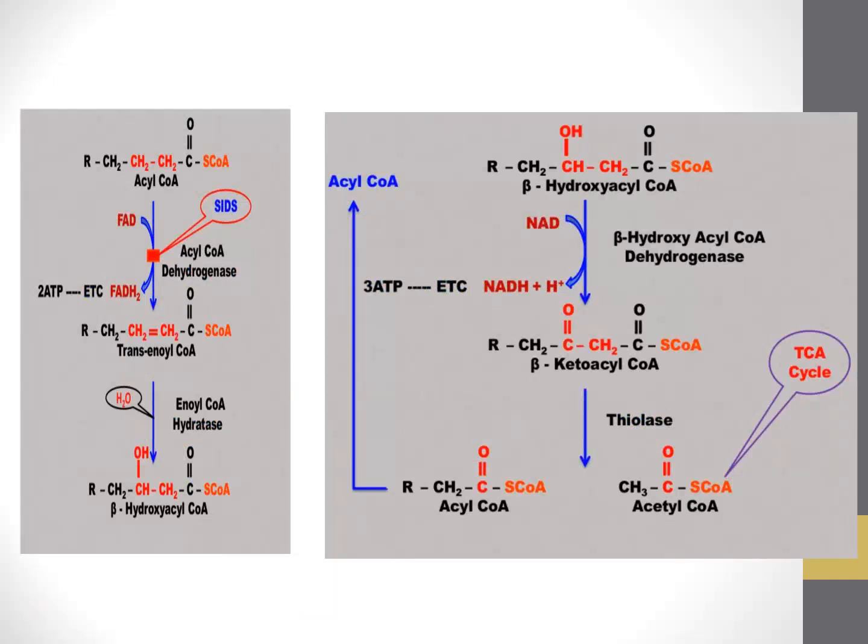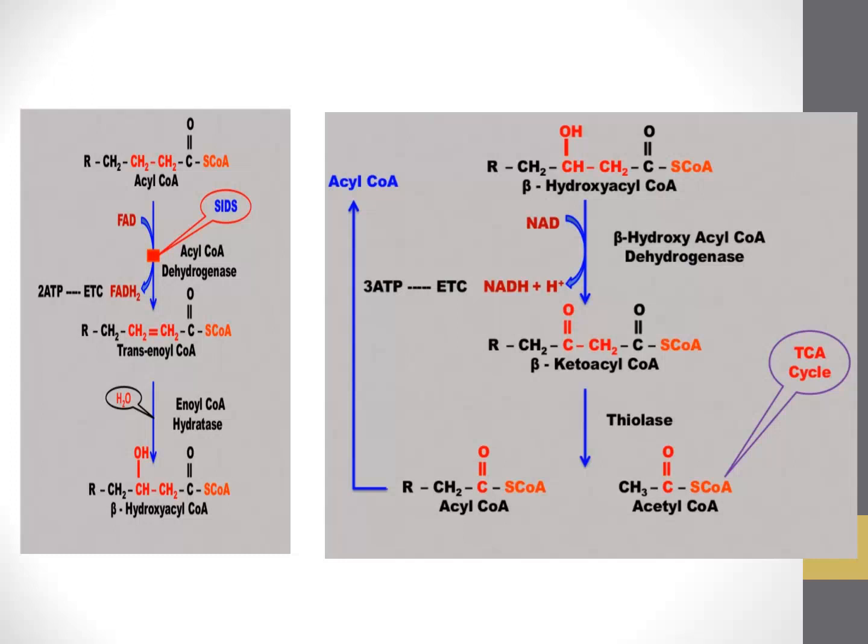First, what happens? Acyl-CoA is converted to trans-acyl-CoA. This is the first step of beta oxidation. This takes place by the enzyme acyl-CoA dehydrogenase, and in the second step, hydration takes place by the enzyme enol-CoA hydratase to convert into beta hydroxy acyl-CoA. That is, in the beta position, hydration takes place.